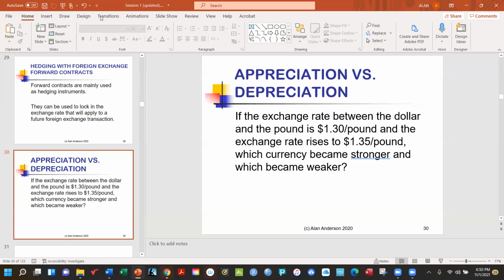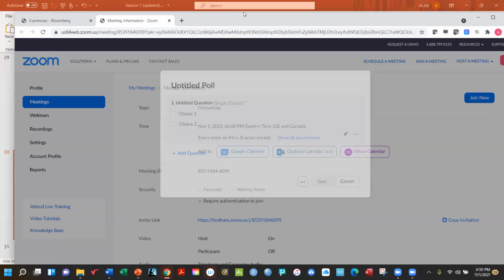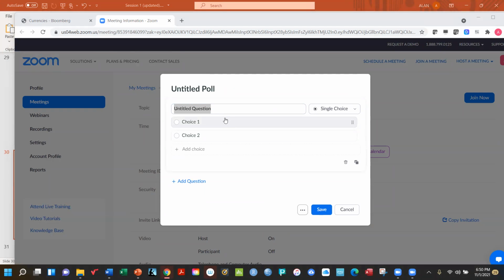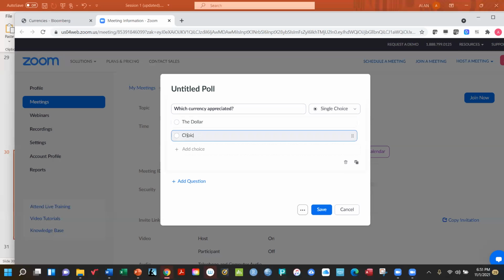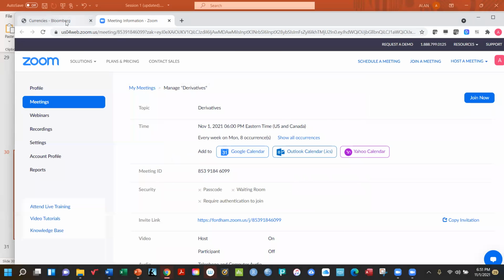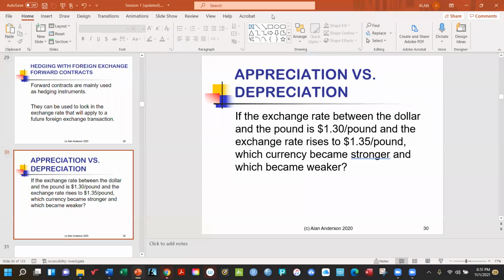Now, it turns out that this Zoom system has the ability to generate polls or quizzes, I guess. So let's see what I can do. Which currency, in this case, we have the dollar and we have the pound. Obviously that's the only two choices we have. So what we're going to do now, just for the fun of it, is take this survey or poll or quiz, whatever you want to call it. Remember what happened: the exchange rate went from $1.30 to $1.35 per pound.